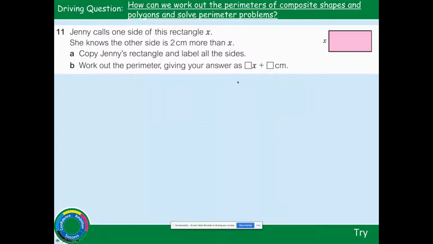So, in your question, you were told that we've got X, and that's shown, but the other side is 2 centimetres more than X. So we can write that as X plus 2.